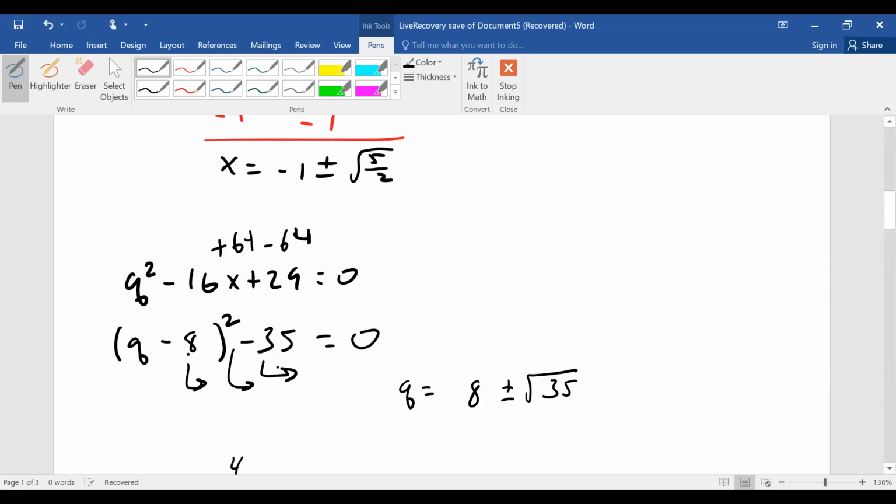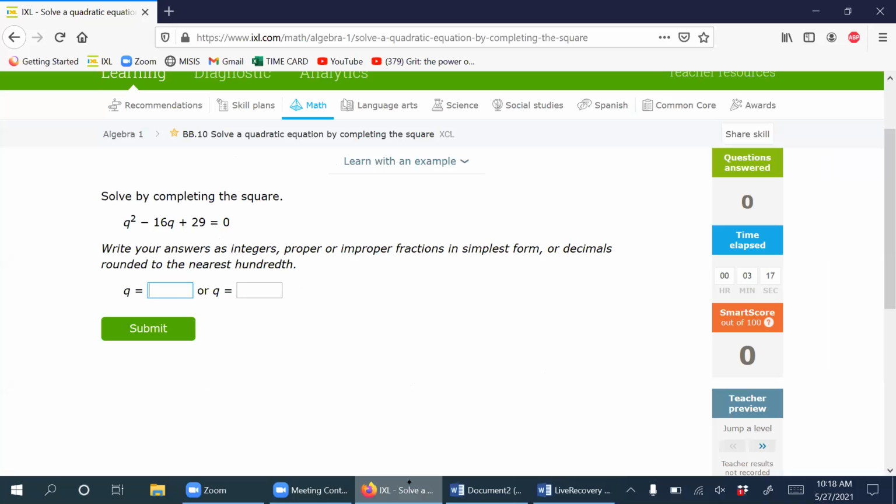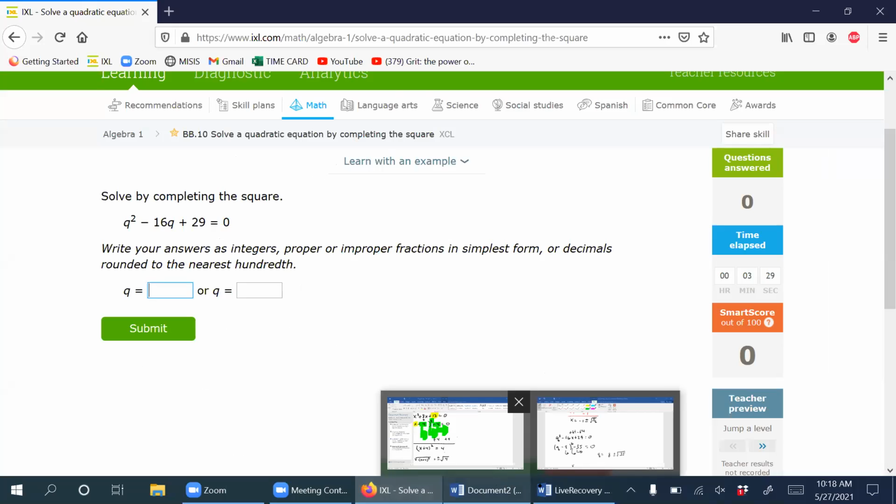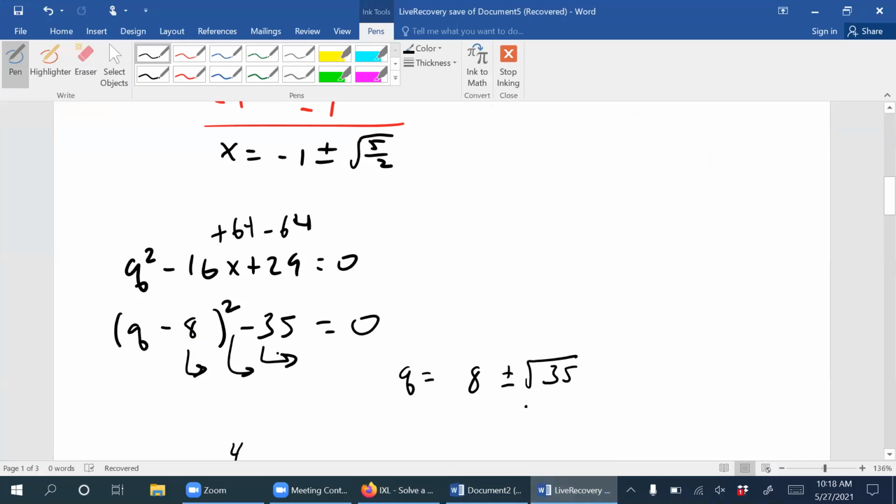Okay, so let's take a look at our question again. In what ways will they accept answers? In IXL, they said you can write your answer as an integer, improper fraction, proper fraction, or decimal. So they actually want us to do rounded to the nearest hundredths. So let's go ahead and write this in our calculator. We have 2 versions now. Remember, 2 versions: 8 plus the square root of 35 and 8 minus the square root of 35.